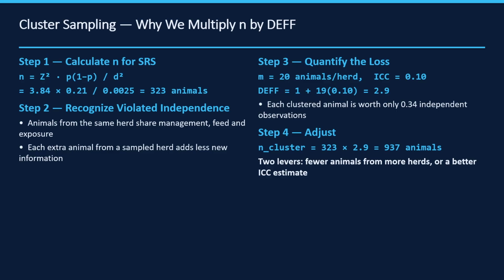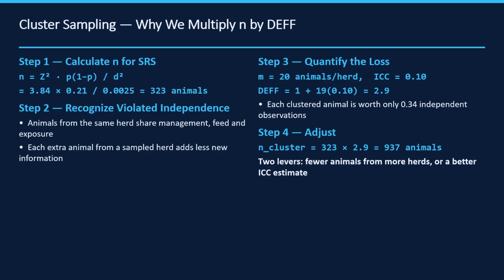Step 3, quantify the loss. DEFF equals 1 plus 19 times an ICC of 0.1, which is 2.9. Interpret that. Each clustered animal is worth only 1 over 2.9, about 0.34 of an independent observation. Step 4, adjust, multiply. 323 times 2.9 is 937 animals. That is a serious jump, and it's a real cost of cluster sampling.